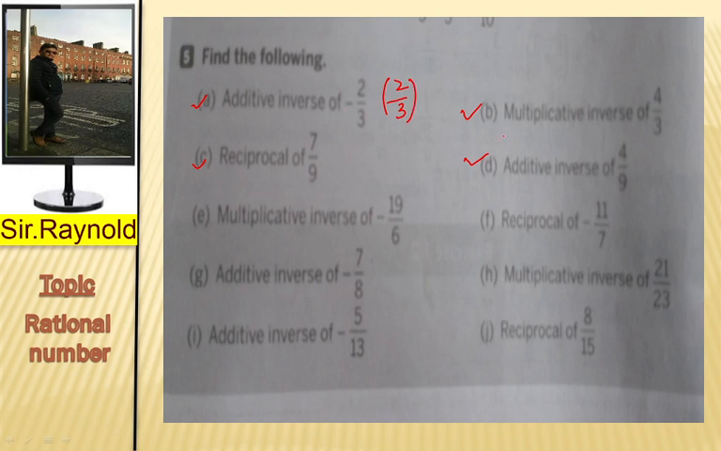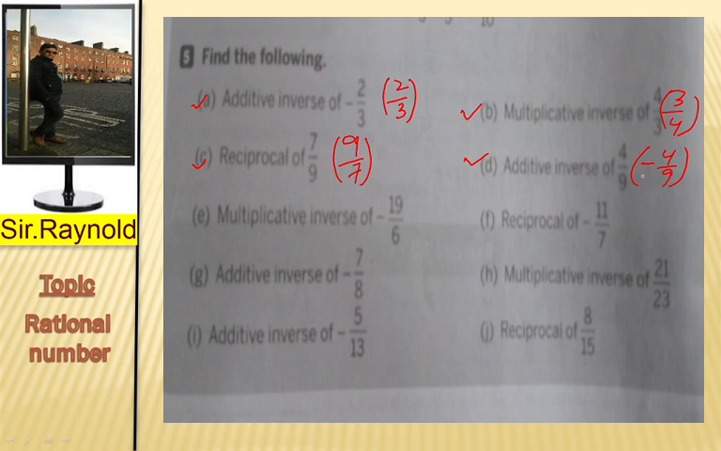Multiplicative inverse of 4 by 3. Remember, the multiplicative inverse is upside down. So if it is 4 by 3, your answer should be 3 by 4. Next, reciprocal of 7 by 9. It is the same thing, so here also 9 by 7, because reciprocal is also called the multiplicative inverse. Next, additive inverse of 4 by 9. Remember, if you get plus, then it should be minus. So the result is minus 4 by 9.